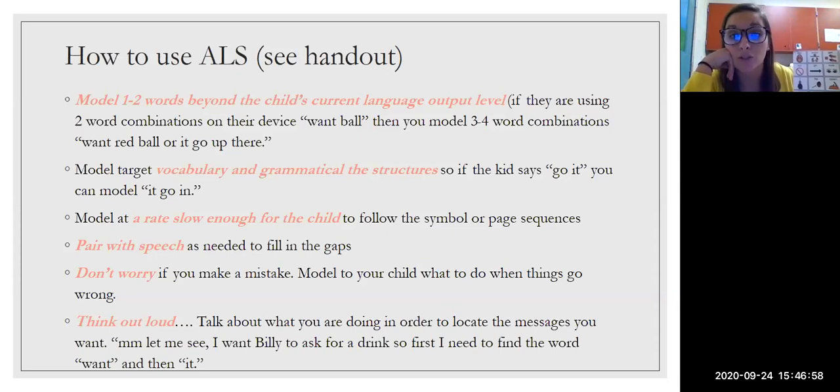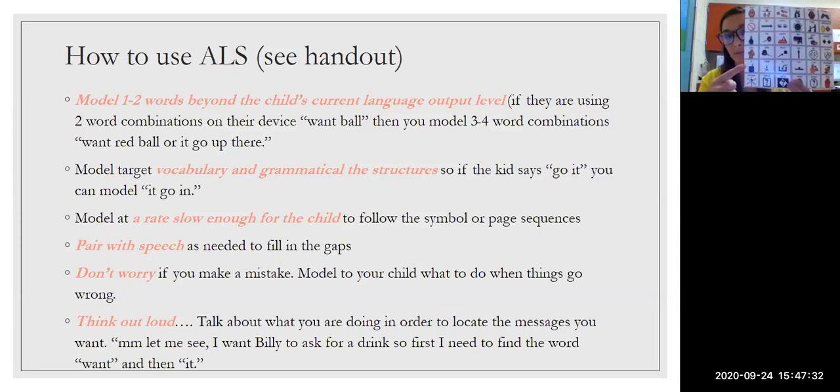Model at a rate slow enough for the child. They're processing, they're looking at it. So if you touch go, you want to hold till they look. But if you're saying it go in, could you follow what I just did? No. Or if someone's talking really fast to you, it's really hard sometimes to figure out what they're trying to say. Really hard to keep up. And honestly, I don't want to listen to someone that's talking like that. I want to listen to someone who has kind of a calming tone.